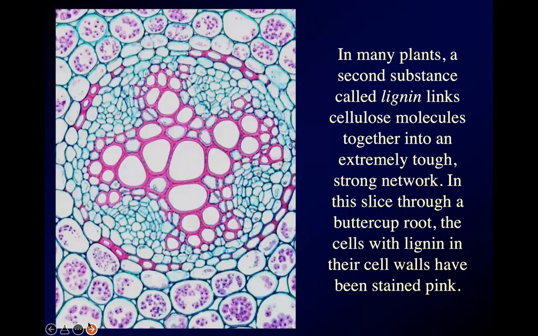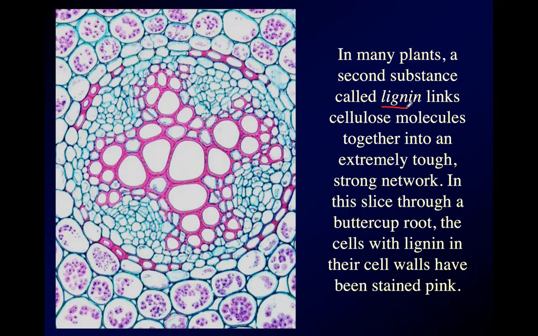In many plants, there's a second substance, not just cellulose, but a substance called lignin. Lignin, by the way, comes from the Latin word for wood, and lignin links cellulose molecules together into an extremely tough network. Wood is, of course, derived from plants because trees are plants, duh. And what makes wood woody is not just the cellulose in those cell walls, but the lignin in it as well, that makes the cellulose a lot tougher.